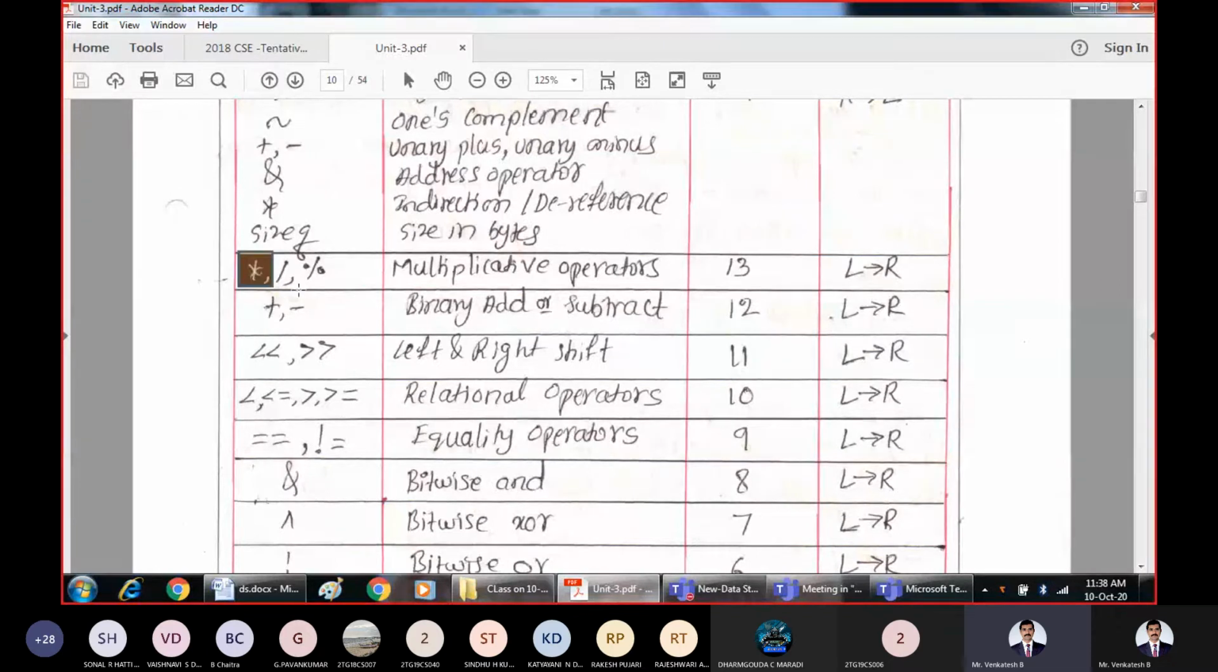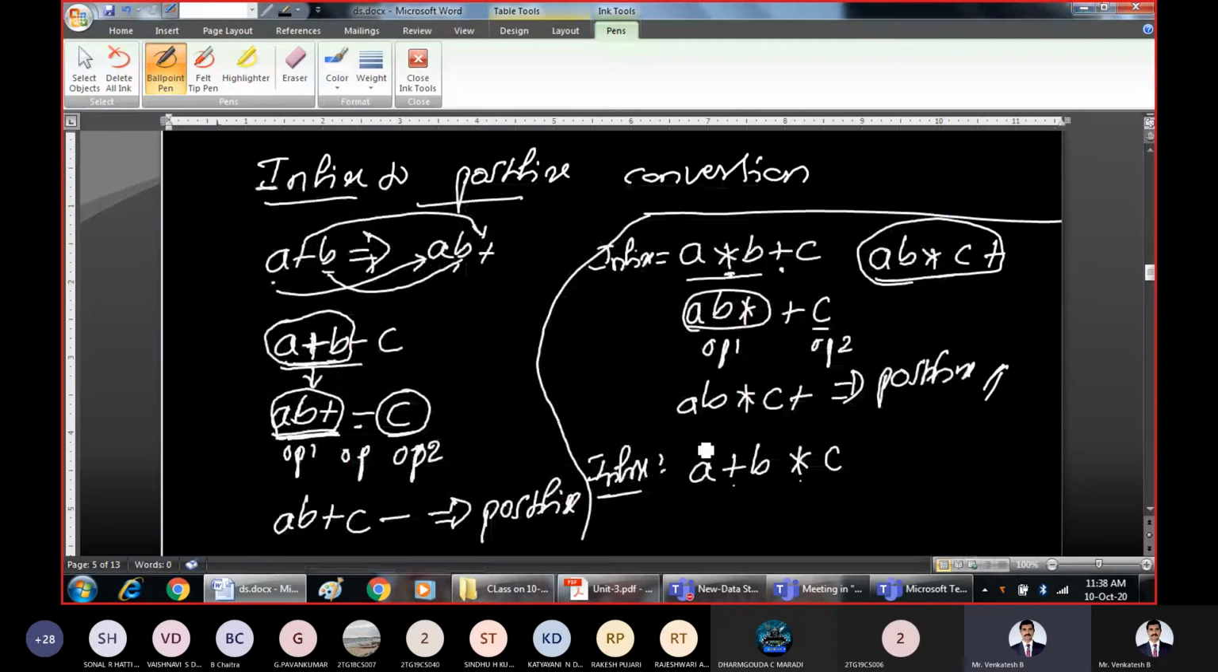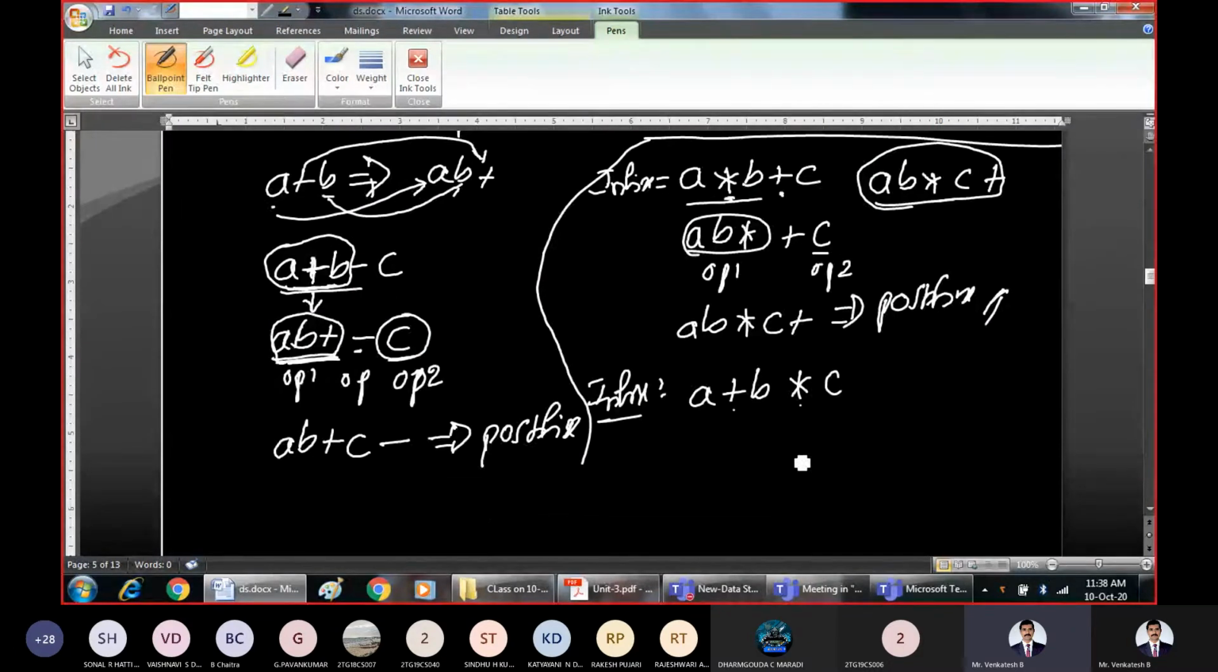What is the priority of star? Priority of star is 13. What is the priority of plus? Precedence of plus is 12. So 13 is more than 12, so we should give first priority to star. As per that precedence, first this sub expression will be evaluated. What does it become? B C star. Then write the remaining expression as it is, A plus BC star.